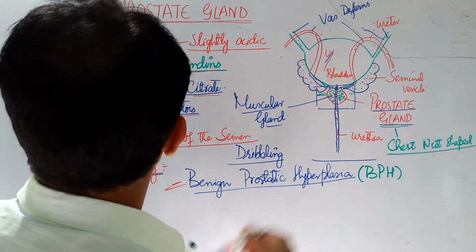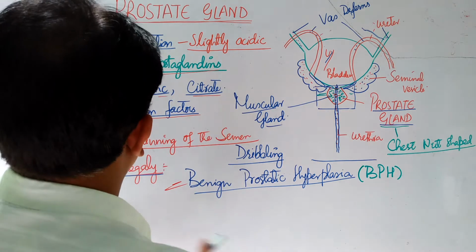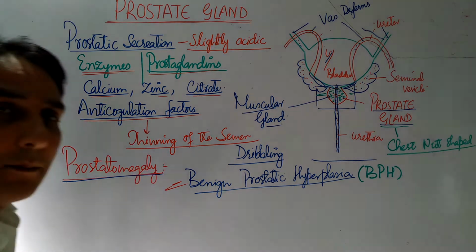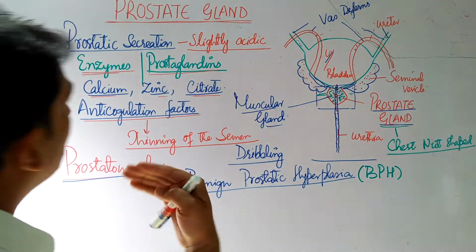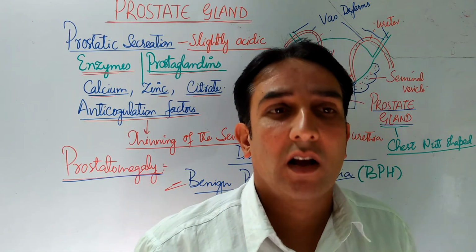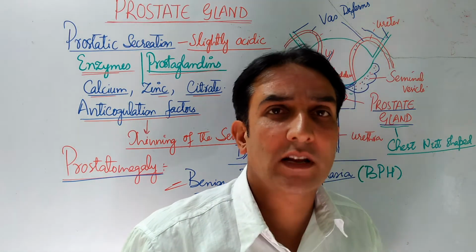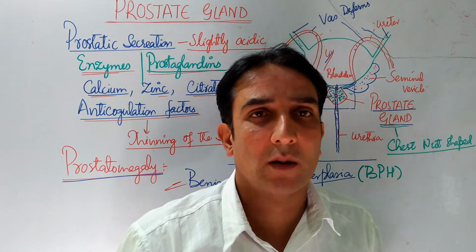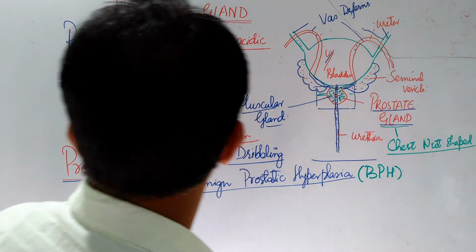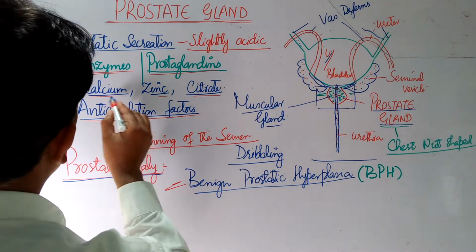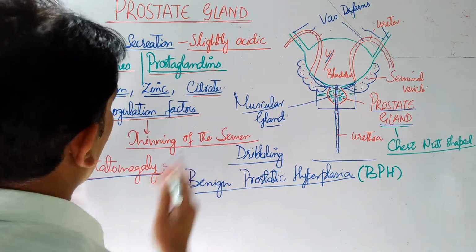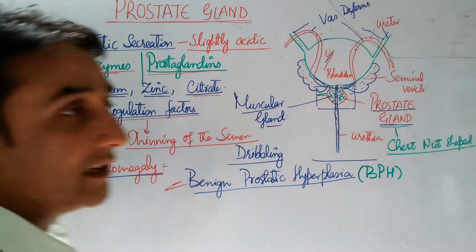After that, some of the main substances found in the prostatic secretion are some enzymes like prefibrinolysin and some prostaglandins. Again, I will tell you that the prostaglandins are substances very much similar to the hormones, but actually they are not hormones. They are substances similar to the hormones. Sometimes we call them parahormones. Then you will see calcium is present, zinc, citrate, and some anticoagulant factors are also present in the prostatic secretions.